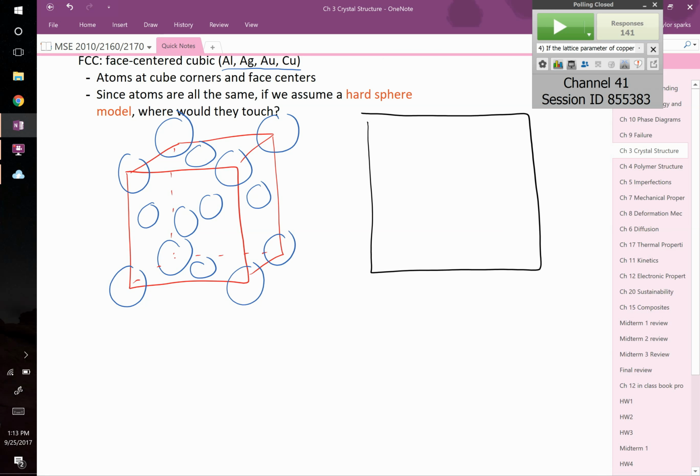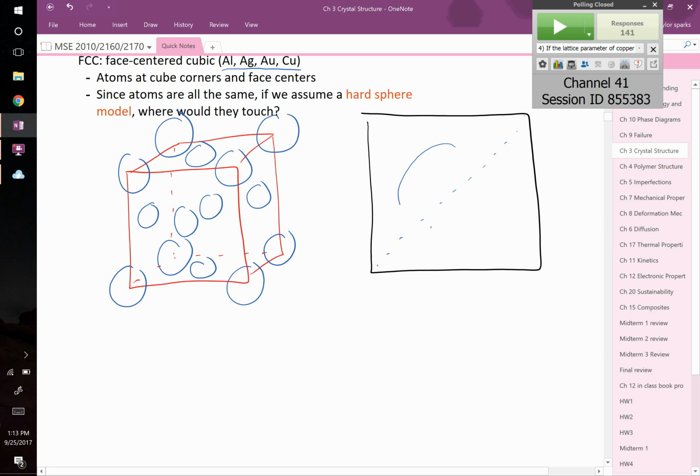Okay, where might they be touching? Let me ask, can I pick on you, Randall? Where might they be touching at? No idea? Andrew, you want to help them out? Where might they be touching? They're going to be on the corners, so it's kind of diagonal. Yeah, diagonally from corner to corner. Again, if you draw these atoms along this, they're going to be touching along that direction.